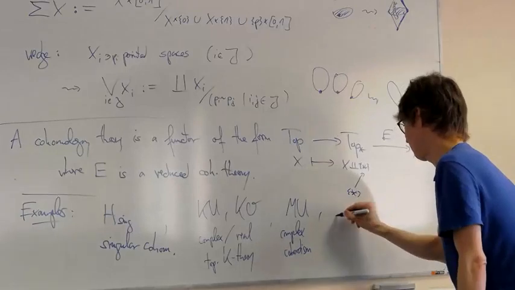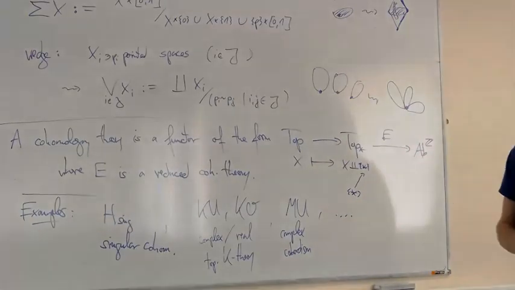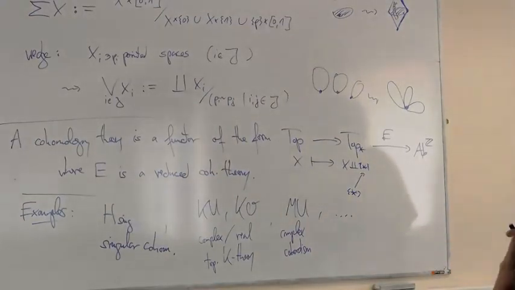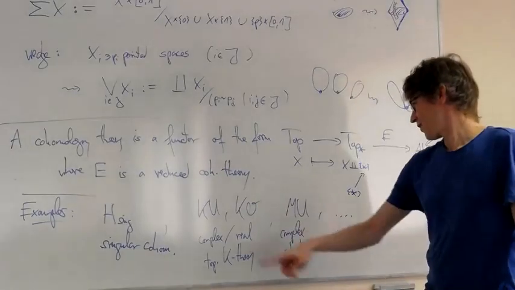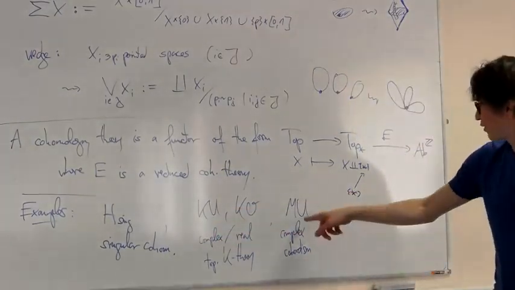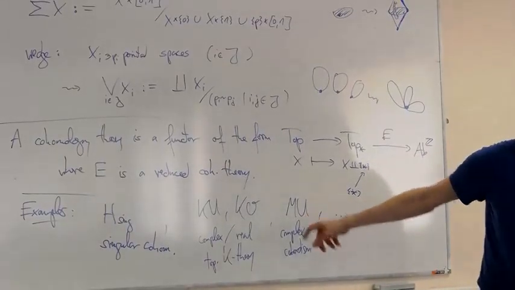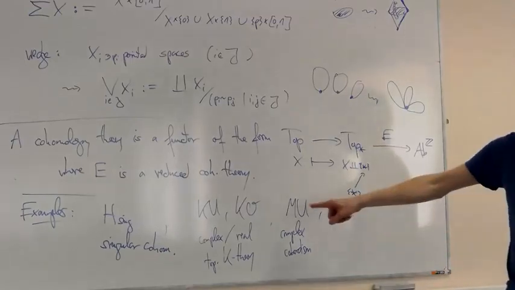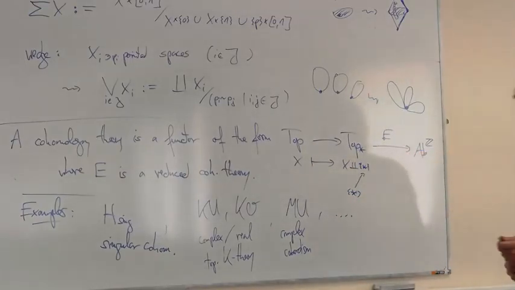And there are Morava K theories, E theories. I don't know what, there's a lot. What's your personal favorite? I guess maybe this one, KU, complex K theory. Although this one's wonderful, actually. Maybe this one. I think this one. I'll tell you why it's wonderful later on, if that's where the course goes.